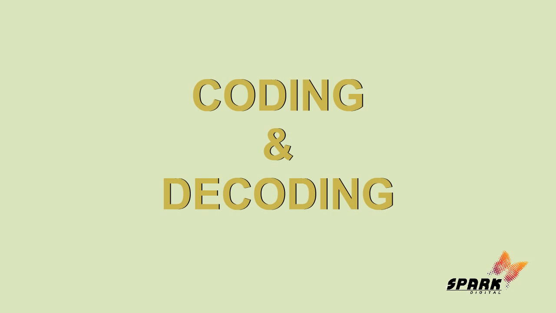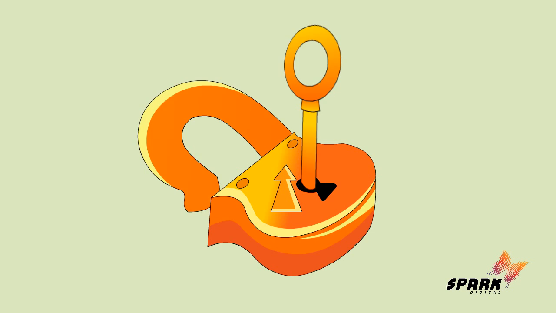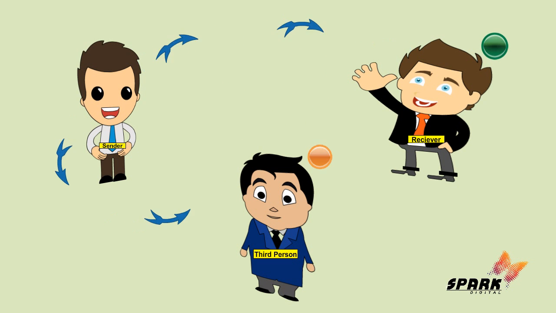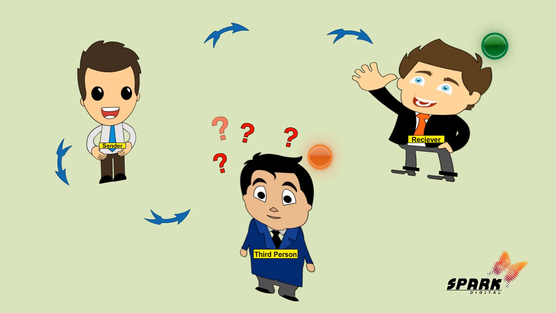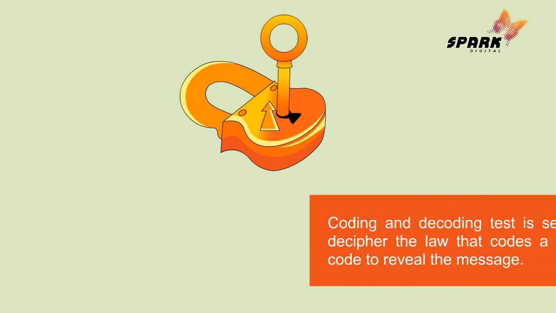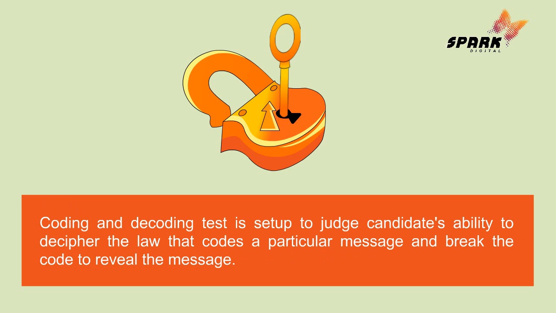Coding and decoding. Coding is a method of transmitting messages between the sender and receiver without a third person understanding it. Coding and decoding test is set up to judge candidates' ability to decipher the law that codes a particular message and break the code to reveal the message.